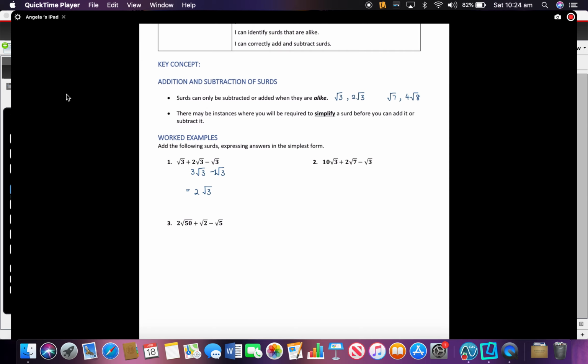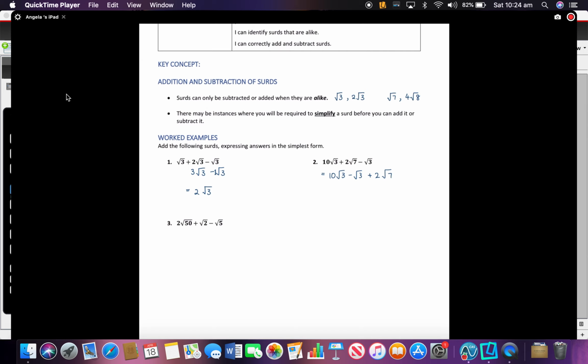If we take a look at the second question, I'm going to rewrite this expression by grouping my like terms together. So I'm going to write 10 root 3 minus root 3, and then plus 2 root 7. Now that I've rewritten it, it's a lot easier to ensure that I'm not going to make a mistake, and a lot easier to simplify.